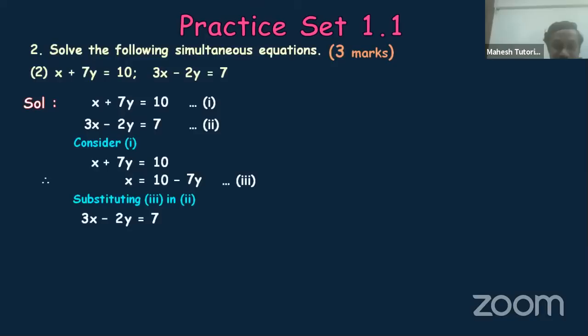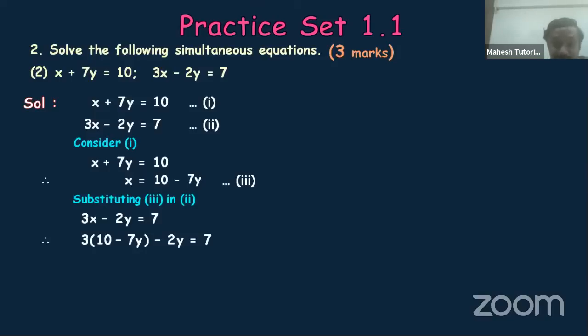Now in this equation, in place of x, I'm going to put its value which I've got in equation number 3. What value of x did we get in equation 3? 10 minus 7y. So in this equation, in place of x, we'll put 10 minus 7y. And rest everything I'll keep as it is. Minus 2y as it is, equal to 7 as it is. I hope this step is very clear.